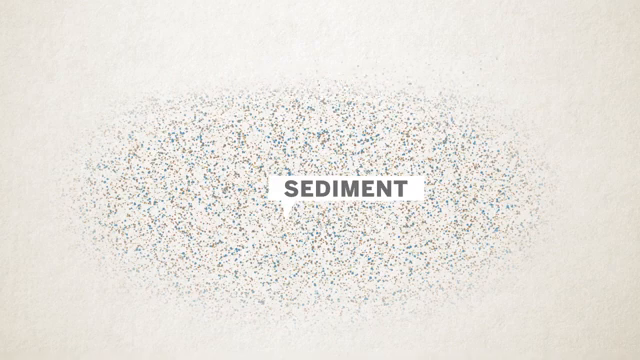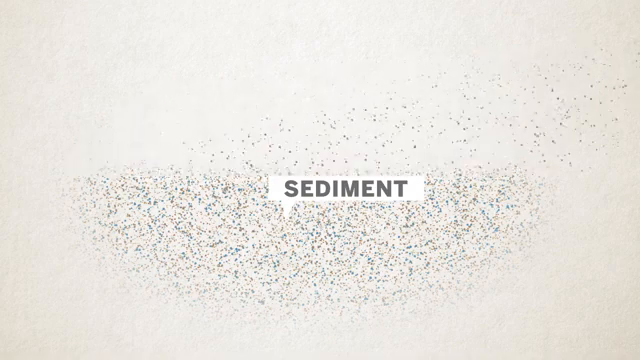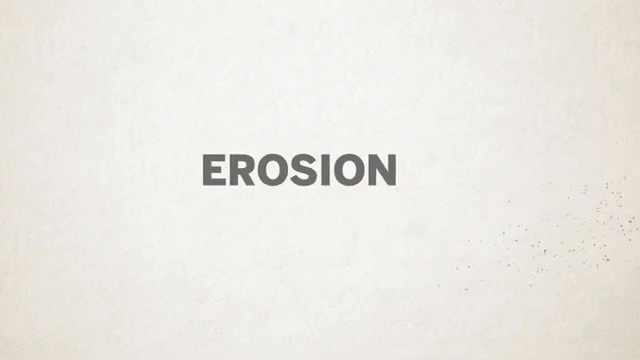Broken down rock is called sediment. Sediment is moved around by the same wind and water that created it. This process of moving sediment is called erosion. Erosion happens in many ways.